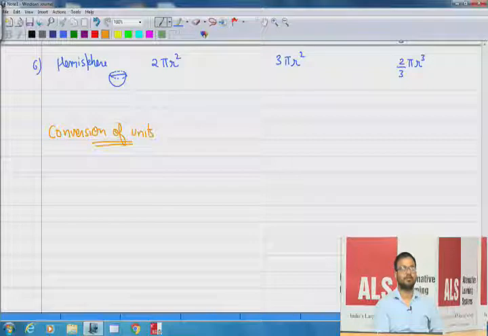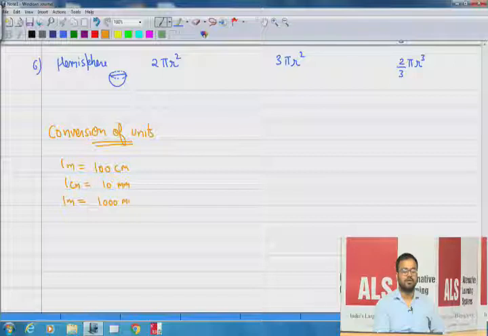So conversion of units, like 1 meter is equal to 100 centimeter, 1 centimeter is equal to 10 millimeter, or 1 meter is equal to 1000 millimeter, and 1 kilometer is equal to 1000 meter.